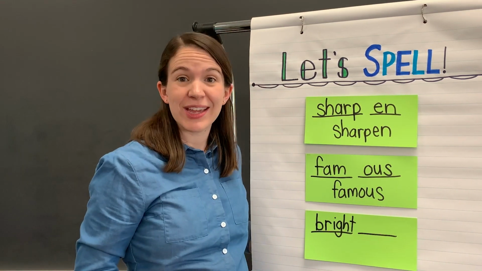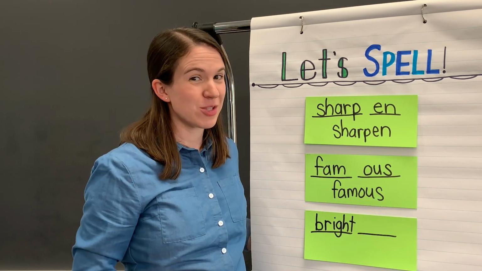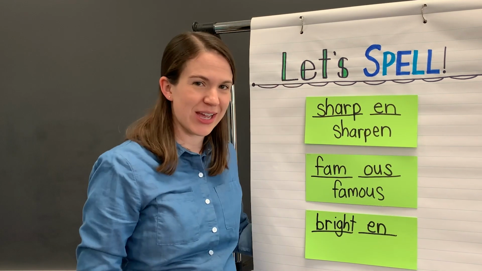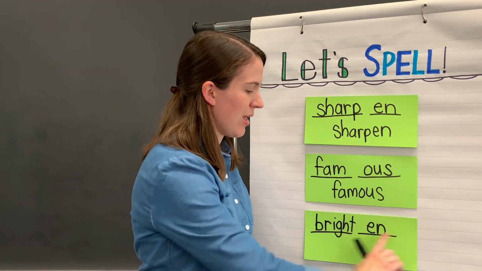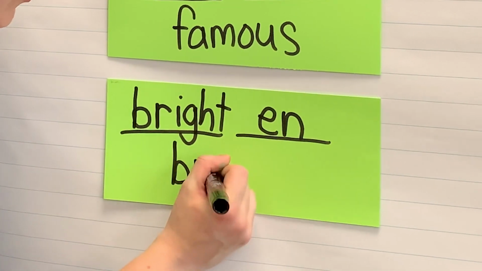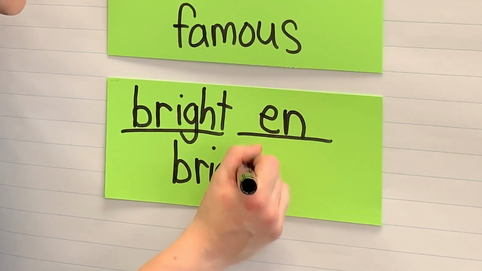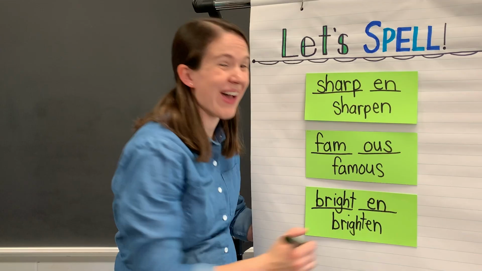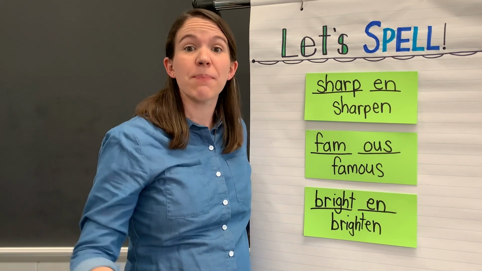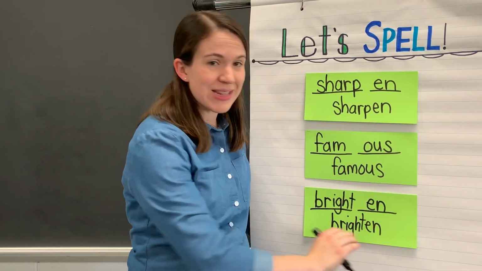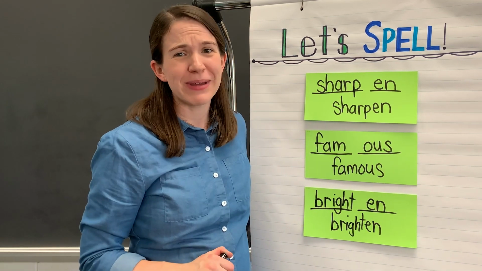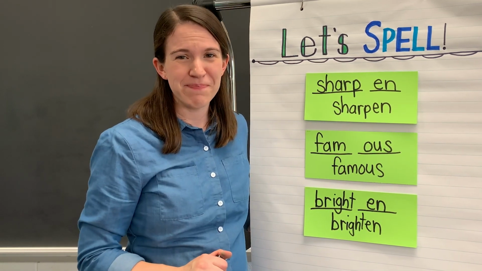Now we just need to add the second part, en. Do you remember how to spell that suffix? E, N, 2 sounds, en, en. Now, when we put these 2 parts together, what do we get? Write it with me, bright, en. We have the word brighten. Remember that the en suffix can mean to cause something to be. So if you brighten something, you cause it to be bright. You can brighten somebody's day by saying something kind to them.